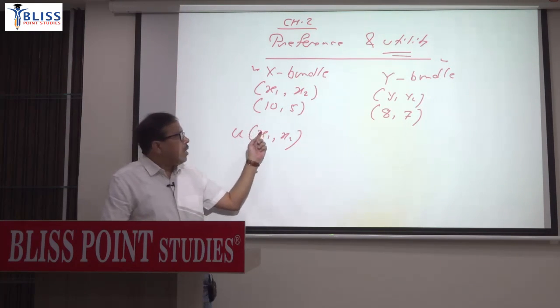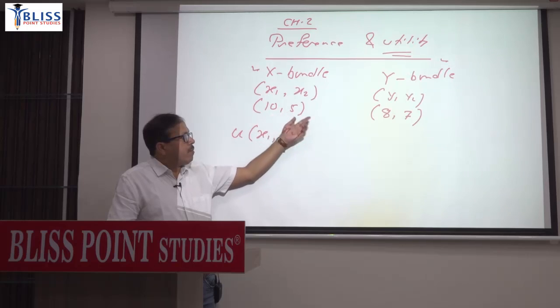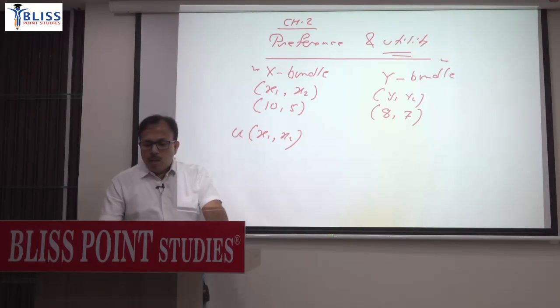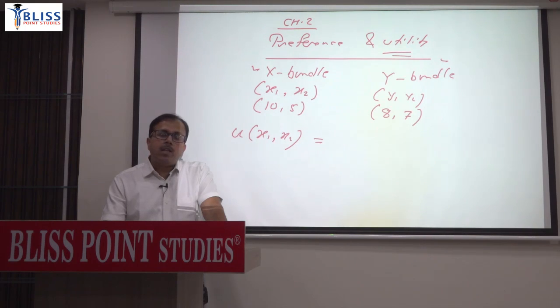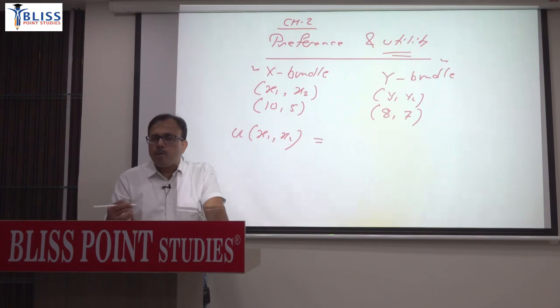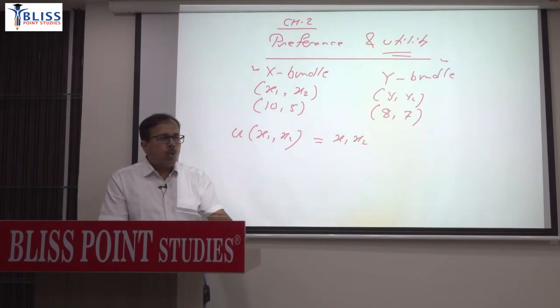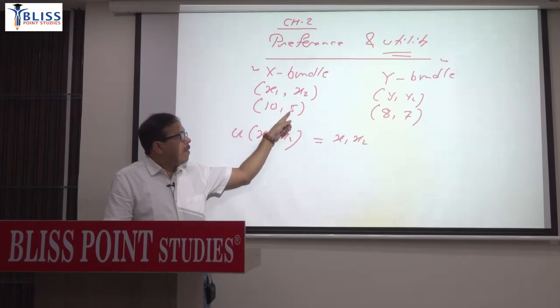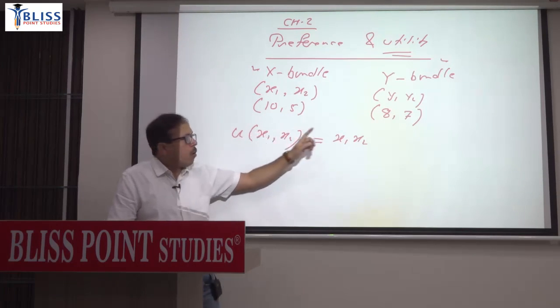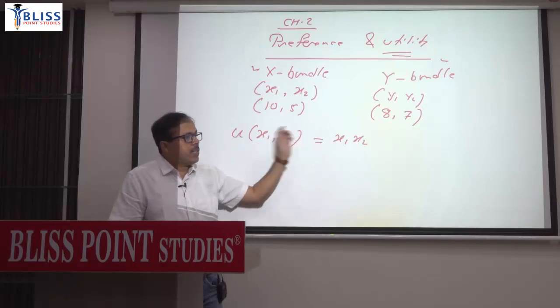Remember, good 1 और good 2 की एक क्वांटिटी है यहाँ पे 10 और 5 और दूसरे बंडल में 8 और 7 है. Now what will be the utility from that? That depends upon how you write the utility function. And there are few important forms of utility function. Like it could be written as x1 into x2. So if I write utility from x1, x2 is equal to x1 into x2, तो 10, 5 की यूटिलिटी हो जाएगी 50 और 8, 7 की यूटिलिटी हो जाएगी 56.